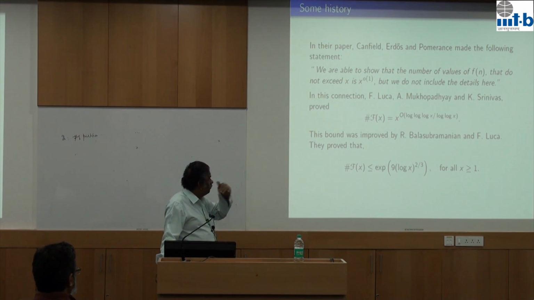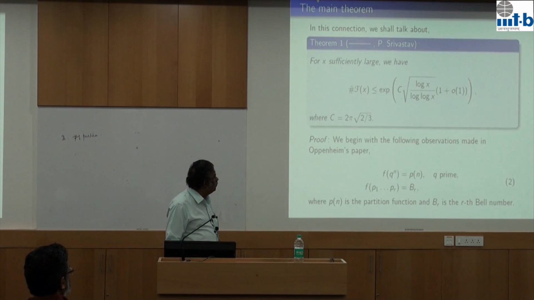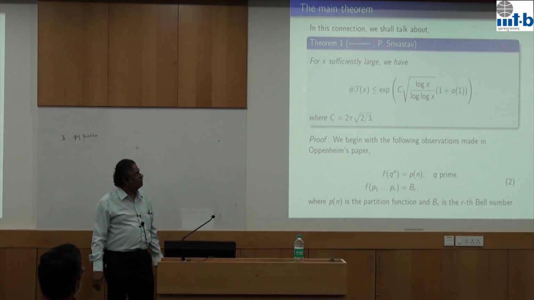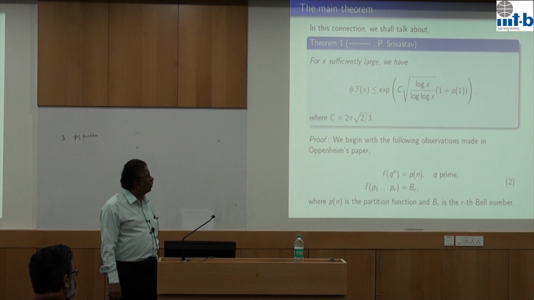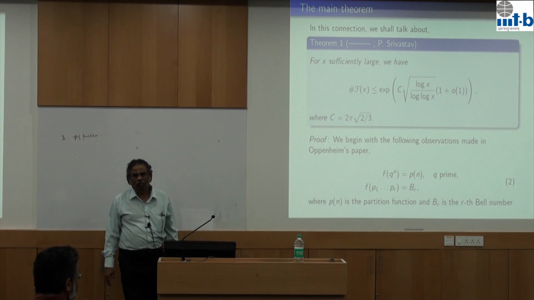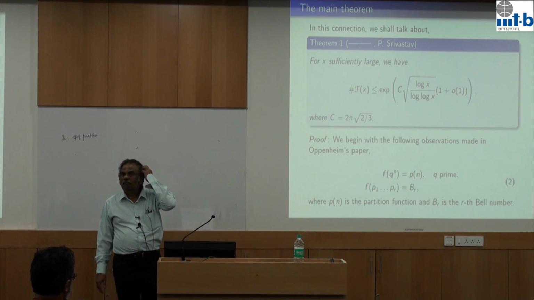Therefore, the question which you want to know is how many values fx will be taking, and the type of result which you want to prove is that the number of values which fx will take would be less than exponential constant times square root of log x by log x. That's the type of number of values which you will take. That's the question which we have.